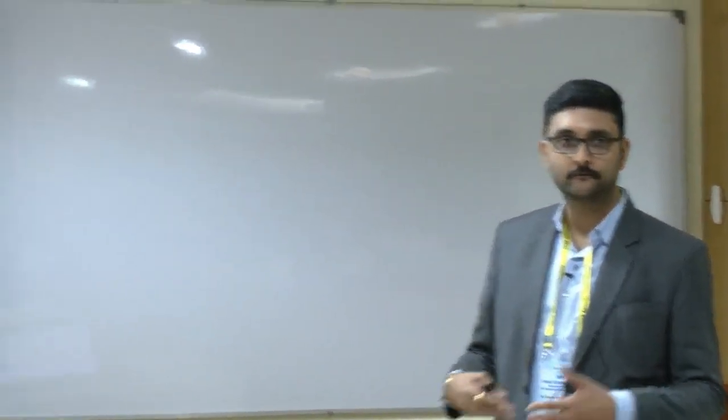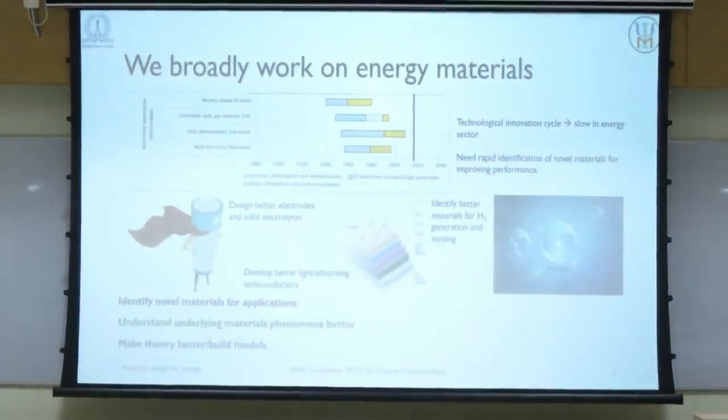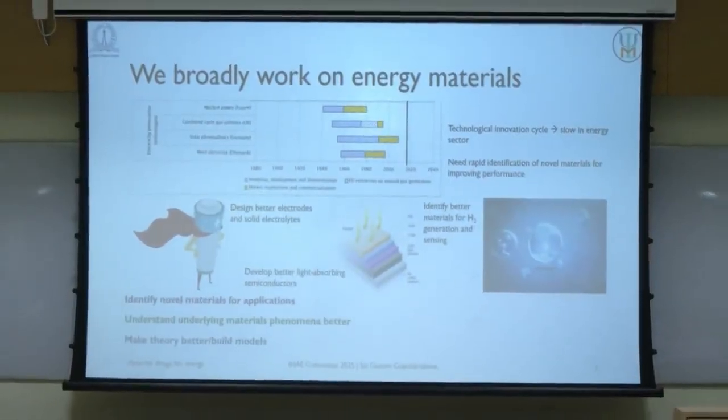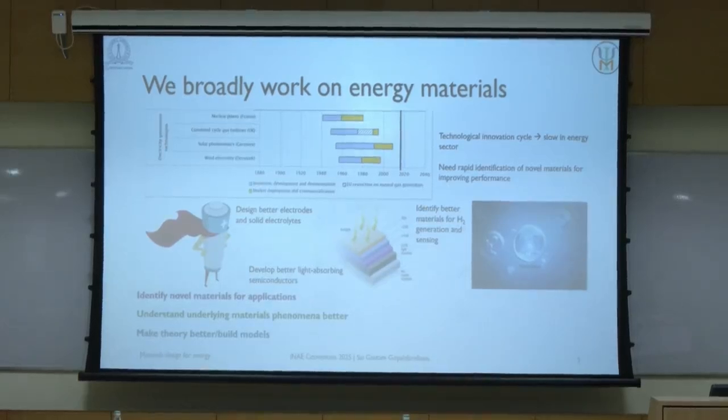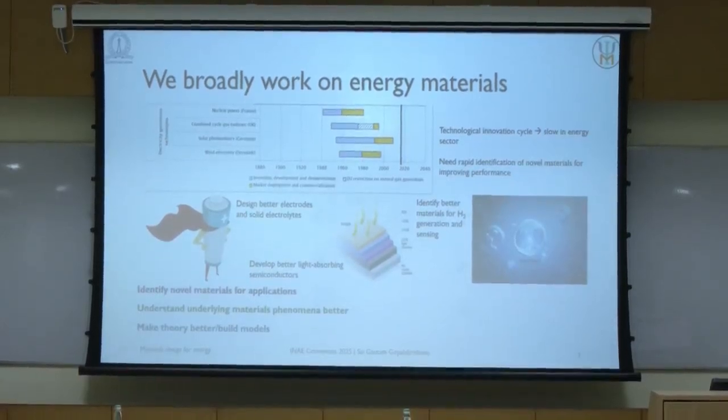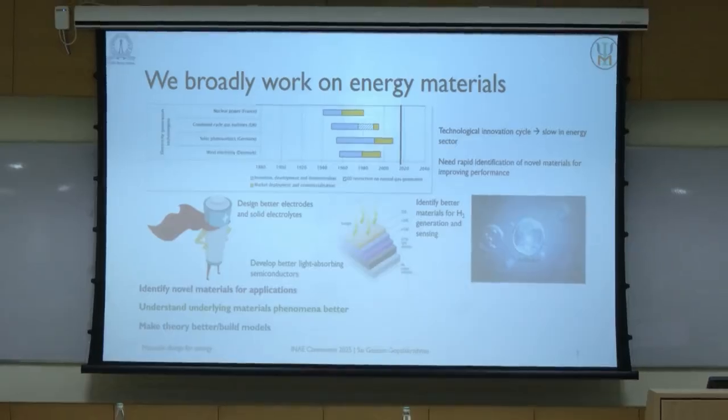In terms of the types of work, I'd say that also falls into three categories. So we identify new materials for a given application. So that could be, let's say you have a battery, and then we try to identify new electrode materials. We also try to understand underlying materials better. So let's say you already have a candidate and you don't understand some thermodynamic, defect, or kinetic phenomena that's happening. We try to throw some light on it. And then third is to make ourselves better, make theory better. We are a fully theoretical computational group. So we try to make ourselves better and build very good models.